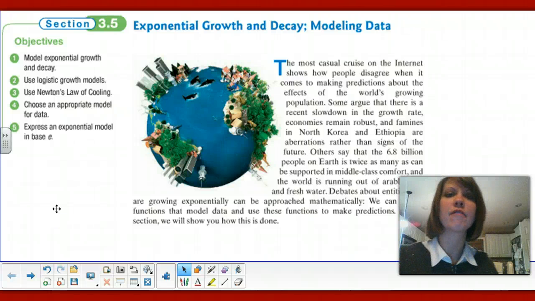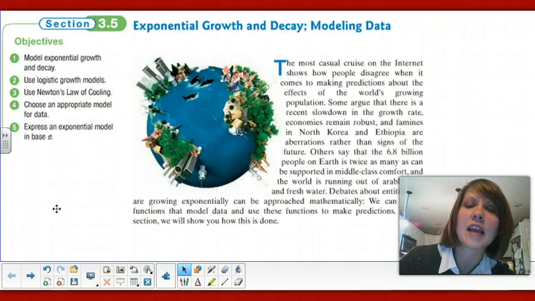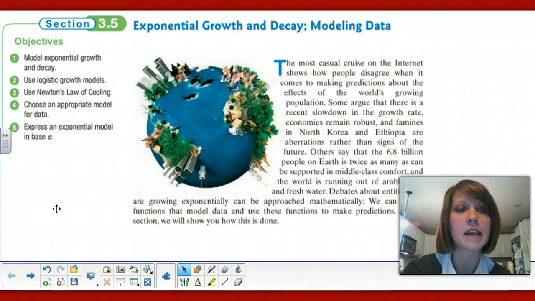Hi guys, 3.5. Exponential growth and decay and modeling data. Exponential growth and decay is objective 1, okay? But modeling data is all 5. So in objectives 2 and 3, you're going to get 2 new formulas. Nothing that you have to memorize, but you need to be able to recognize them and use them appropriately.